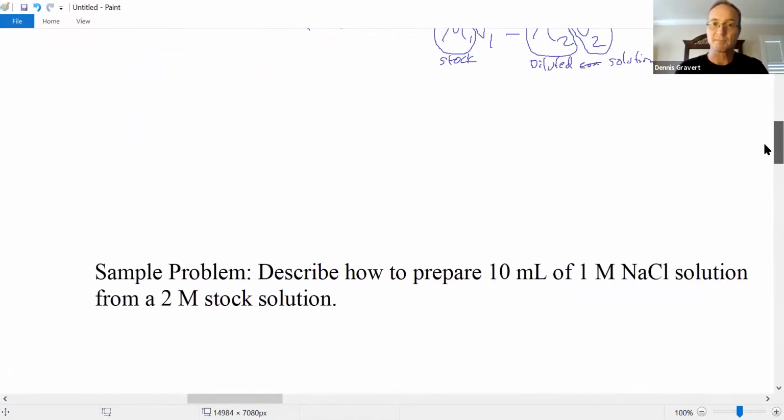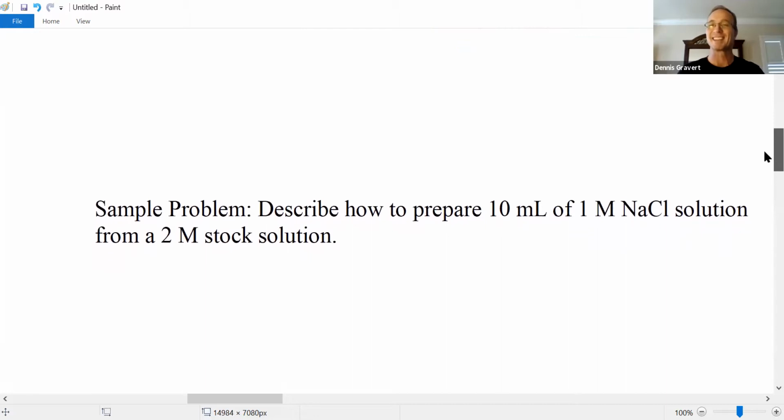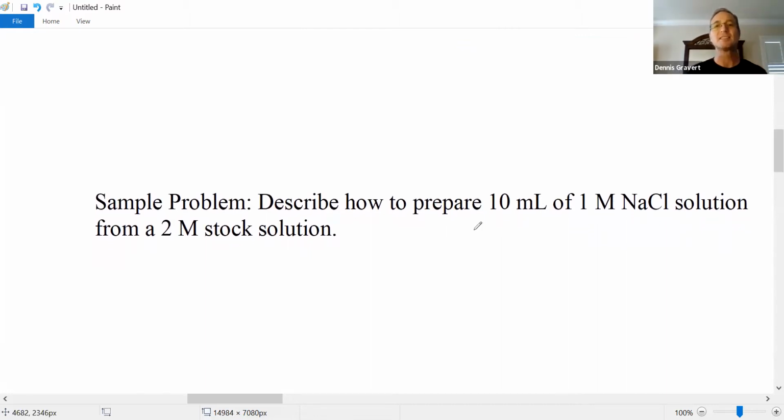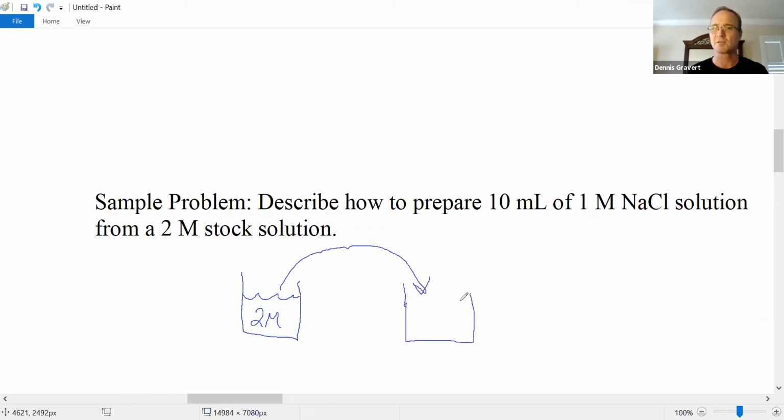So on your next exam, you might have this question or something like it. Describe how to prepare 10 milliliters of a 1 molar sodium chloride solution from a 2 molar stock solution. Okay, and so if I draw a beaker here, maybe you go to the stock room and they would take the stock bottle and just pour it into a little beaker for you. And they'll give you some quantity, hopefully enough. And then what you need to do is take that out and put it into another beaker, assuming you're not measuring this very carefully.